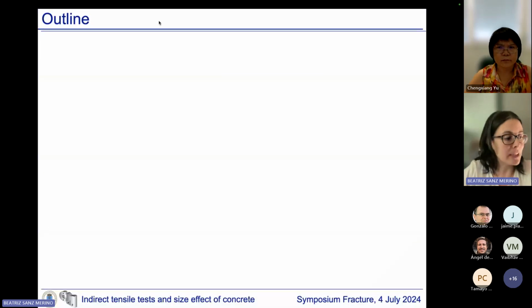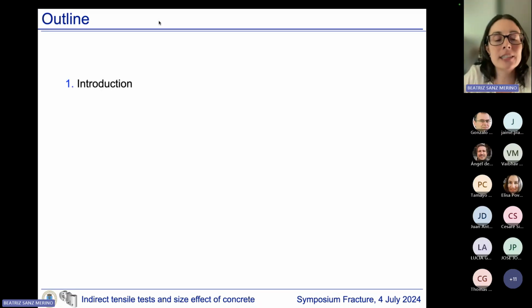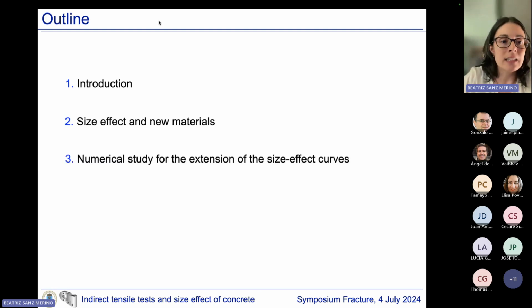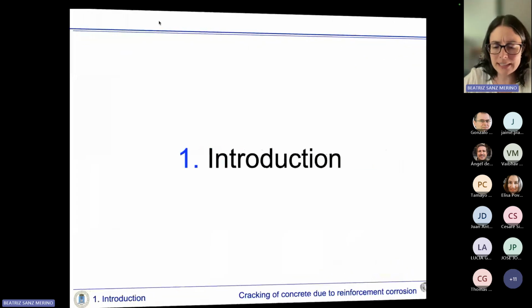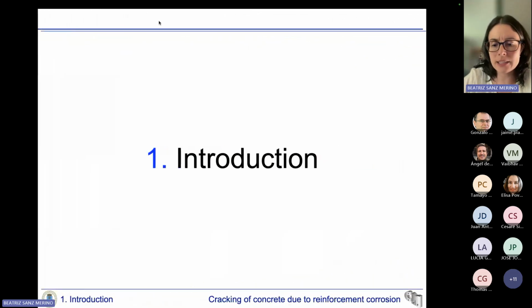The outline of my presentation will be the following. First, I will start with an introduction, presenting the main aspects of the Brazilian test. Then I will move to the size effect and new materials. And then I will present the numerical study, which is still under development, for the extension of the size effect curves of concrete. I will present the results and finally the conclusions. So let's start with the introduction.